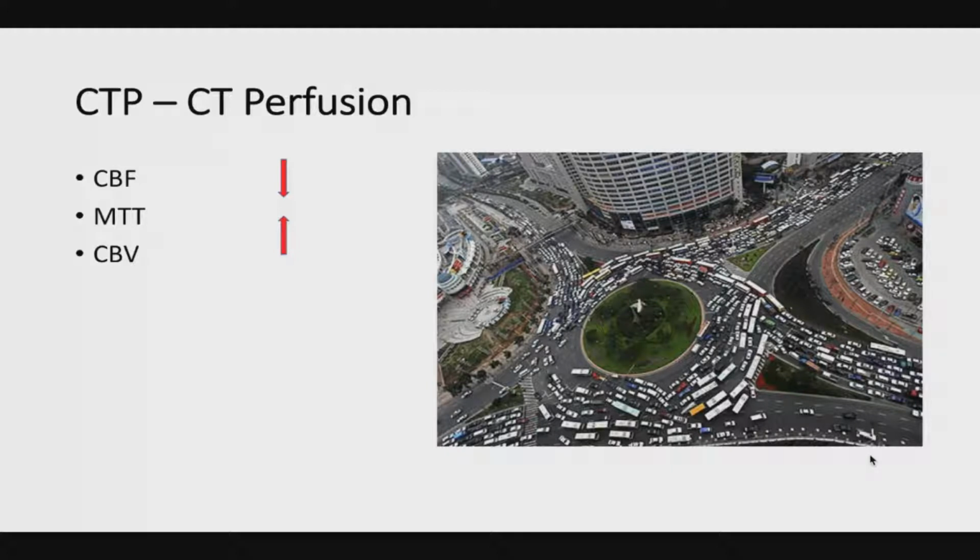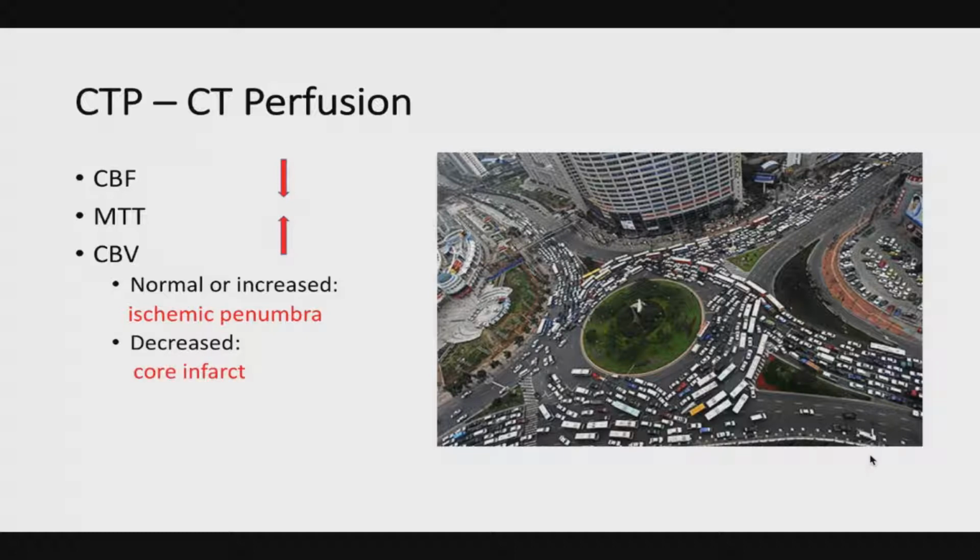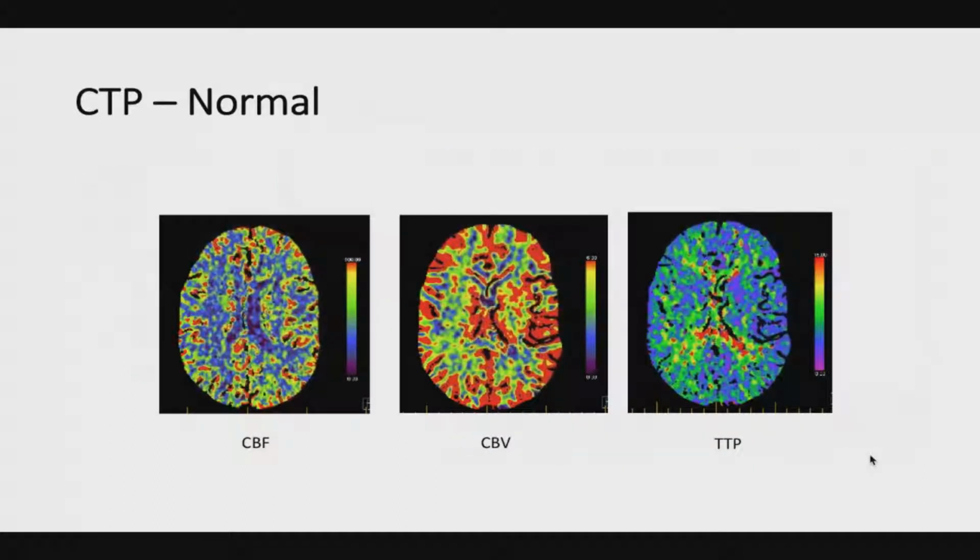Now, the key image is going to be the cerebral blood volume image, because that image will show you if that patient has collateral flow or not, if that part of the brain is salvageable or not. So basically, if the blood volume image is symmetric or increased, that means that patient has an ischemic penumbra. If it's decreased, that means that patient has poor collateral flow and has a large core infarct.